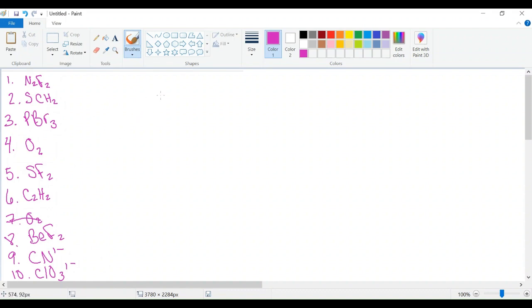I always start by calculating the total number of electrons. So this is N2F2. My total electrons, I find that from the periodic table by figuring out how many valence electrons each atom has and adding them all up together. So for this molecule, I've got 5 from each nitrogen, and then I've got 7 from each fluorine. And remember, that just comes from how many valence electrons each of those atoms has. So altogether, this gives me 5 plus 5 is 10 plus 14, 24 electrons. So I always start by finding my total number of electrons.